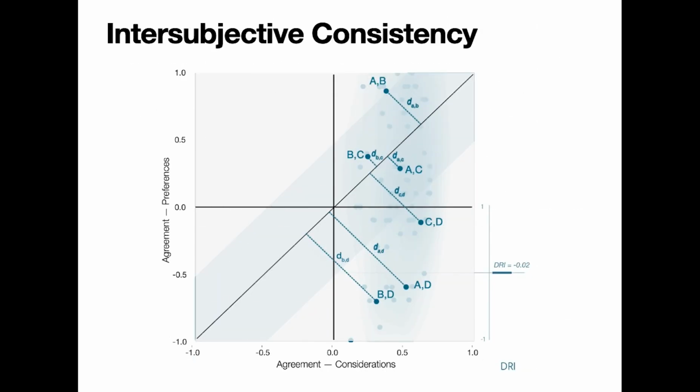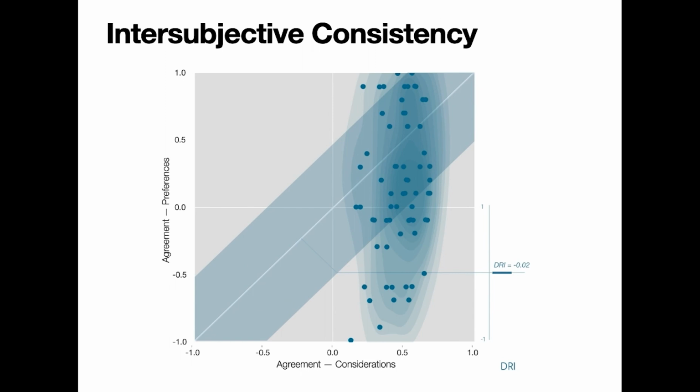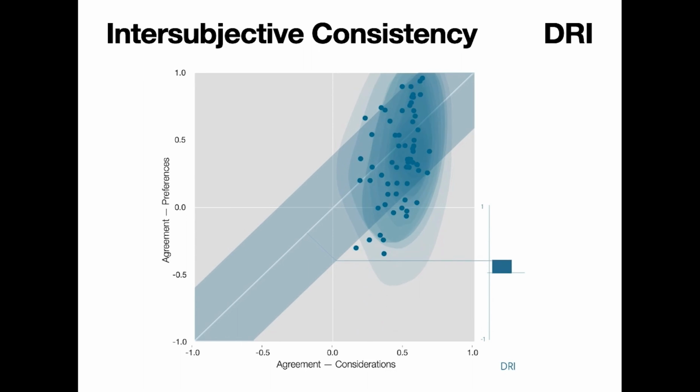DRI is obtained by averaging the distance for all possible pairs and normalizing using a theoretical maximum average shown by the blue band. The case that's shown here represents a very low pre-deliberative DRI situation. Deliberation improves DRI, sometimes dramatically, but the effect does vary.